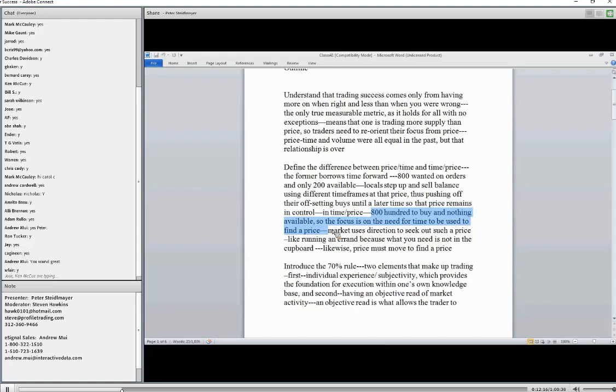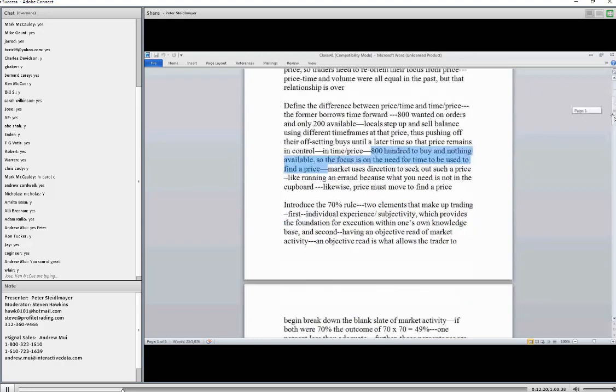So right now I want to divert a little bit from the market and talk a little bit about what I call the 70% rule. And the two objective pieces of information that make up trading.